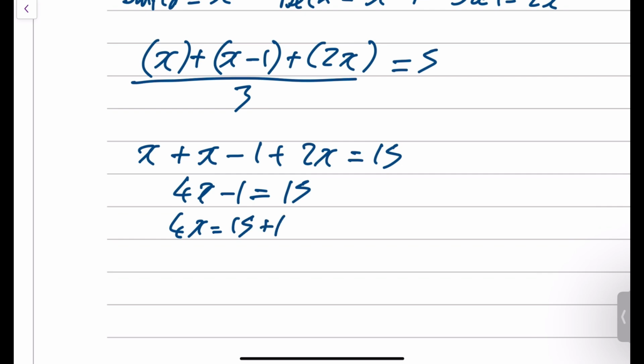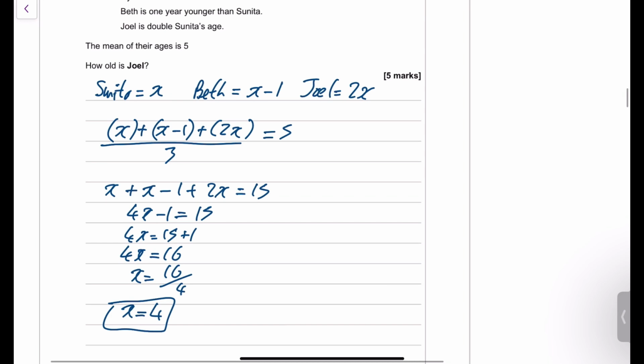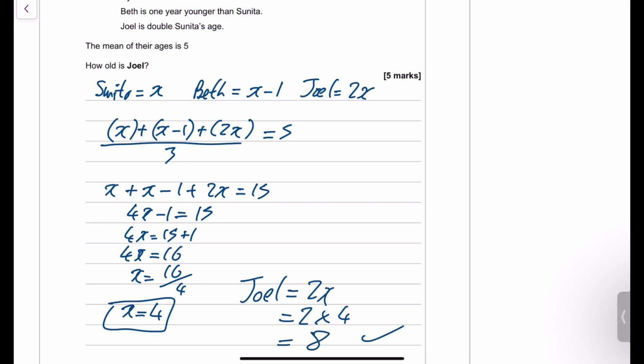4x is equal to 15 plus 1. 4x is equal to 16. X is equal to 16 divided by 4. X is equal to 4. Read the question. What do they ask us to do? How old is Joel? That means Joel, who is 2x, is 2 times 4. Joel is 8 years old.